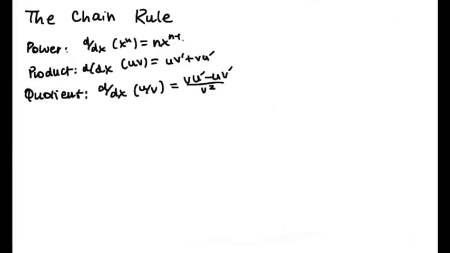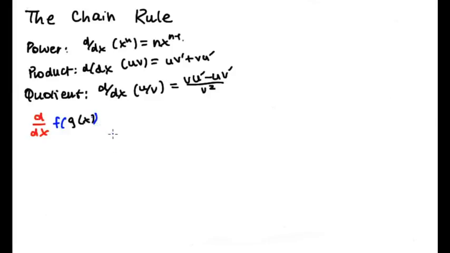And now we're going to learn the chain rule. So we're going to stop using u and v here because it's going to get confusing if we do. And we're going to go back to our u equals f of x and v equals g of x notation here. So the chain rule, say I want to find the derivative d dx of f of g of x.